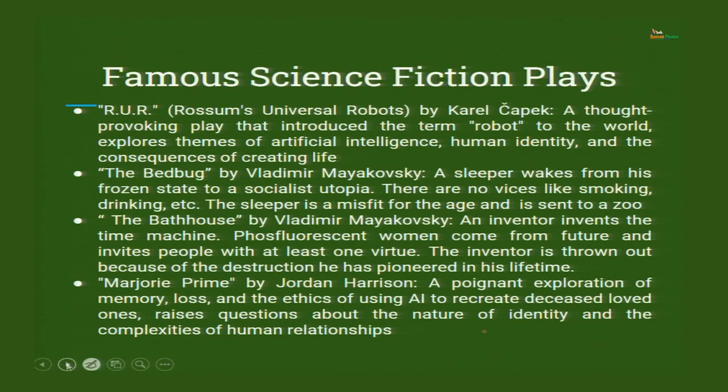Now we will go and have a look at some famous science fiction plays. RUR is one of the most famous and influential science fiction plays, written by Karel Čapek. Rossum's Universal Robots. Let me tell you, the term robot for the first time was used in this play. Not in Asimov, not in any fiction, but the term robot came into existence thanks to Karel Čapek in Rossum's Universal Robots, a thought-provoking play that introduced the term robot to the world, and explored themes of artificial intelligence, human identity, and the consequences of creating life.